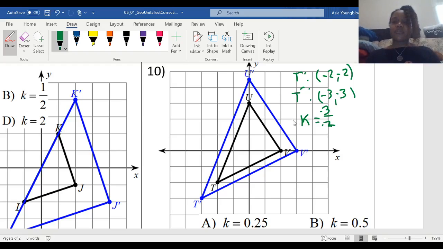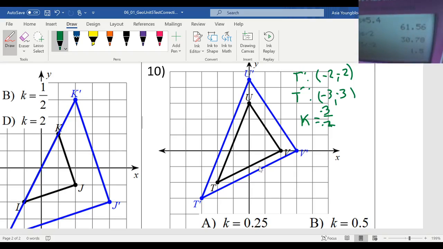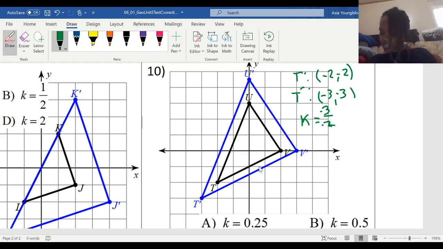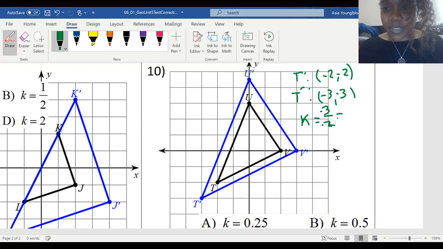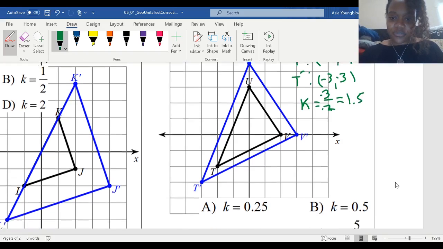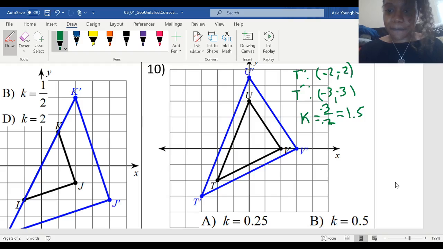For this particular problem, both x values and y values are the same, so this could either represent me choosing to focus on the x values or the y values. I don't have to do both like I showed in number 9. In our calculators, -3 divided by -2 gets us 1.5. So the scale factor is going to be 1.5, which means our final answer for number 10 is going to be C.